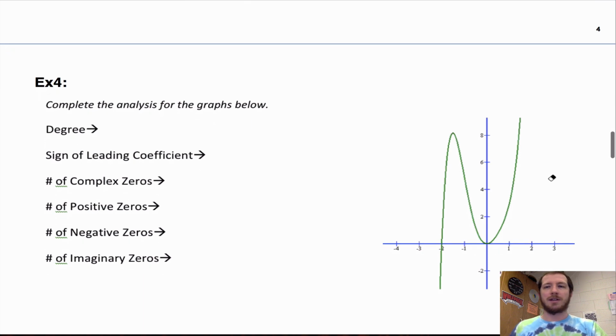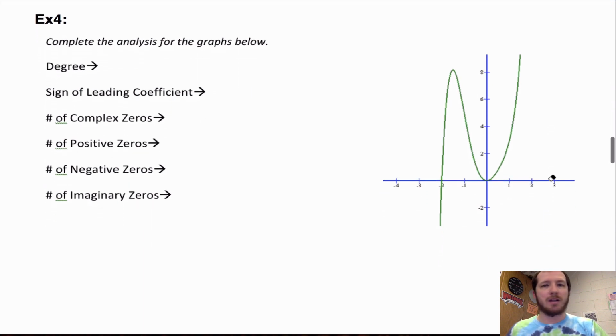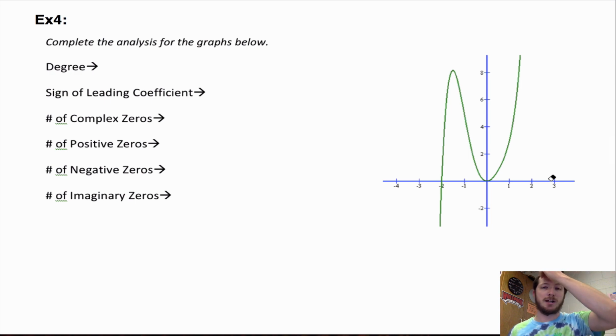Okay, so last kind of example, we can also go the other direction. If we're given a graph, let's see if we can analyze that graph and come up with some important information about zeros and whatnot for that graph in particular. So here's our graph here in green on our blue axis, and the first thing we're asked to analyze is the degree.